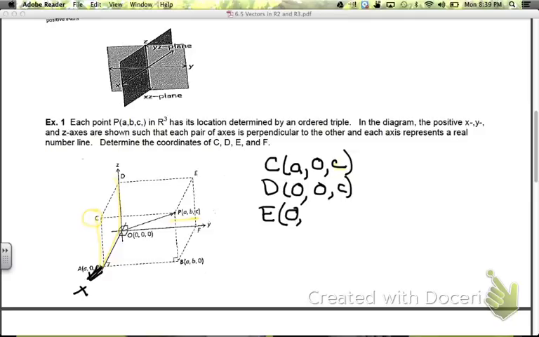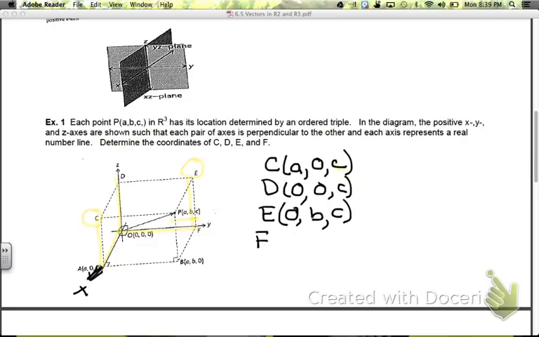Now, I want to get to E. E is all the way over here. So I need to move over, okay, to the other side of my shape here. So I've moved over B units. And now, am I at E? Nope, I still need to go up. So I have to go up C units on my z-axis.